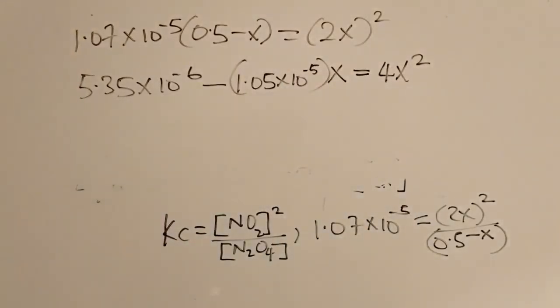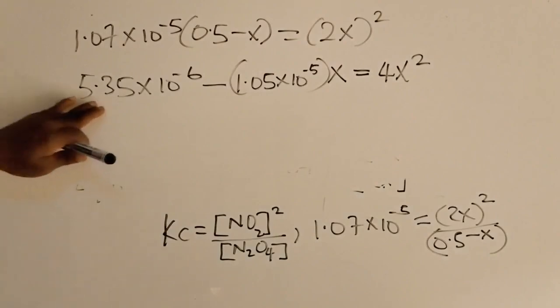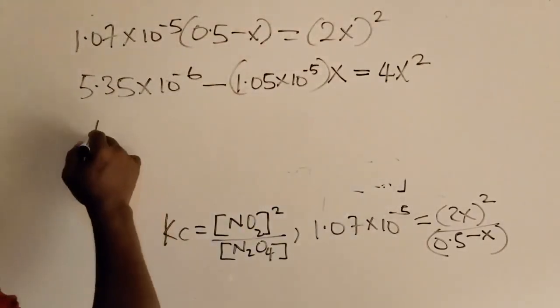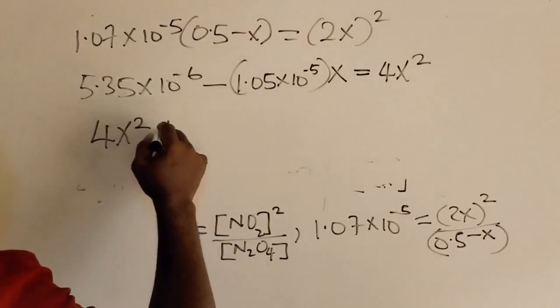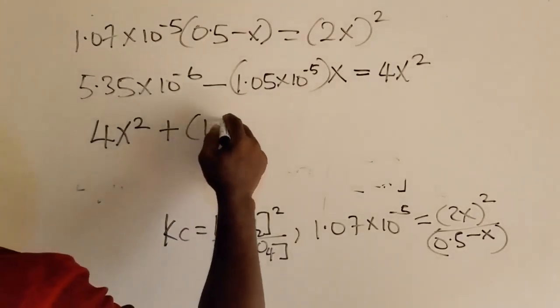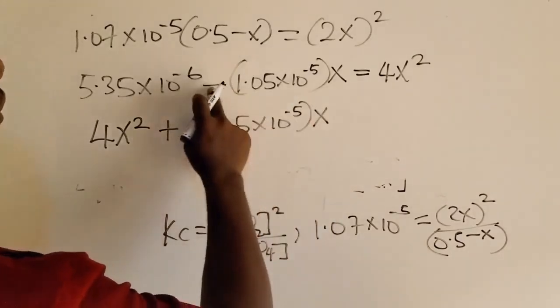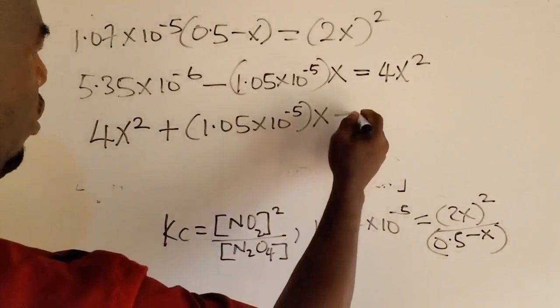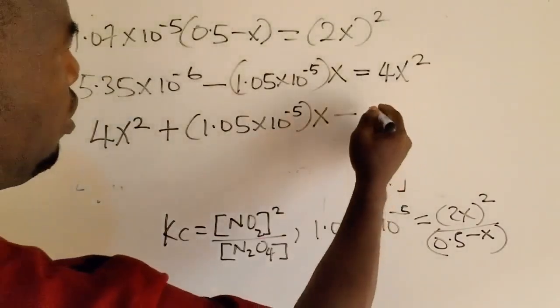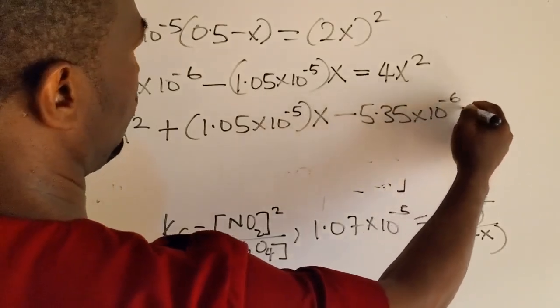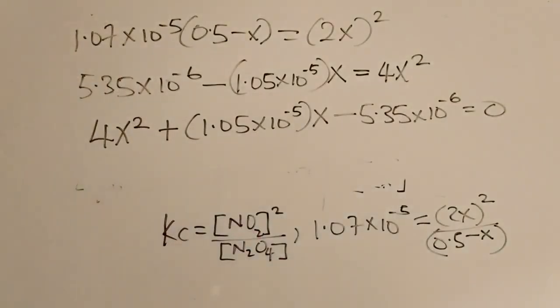So we are moving into a quadratic expression. We're going to transfer everything on the right hand side to the left hand side. So we're going to have 4S squared plus 1.07 power minus 5 into S. This crossing over becomes plus, and this crossing becomes minus 5.35 power minus 6 equal to 0. So we have a quadratic equation to resolve here.